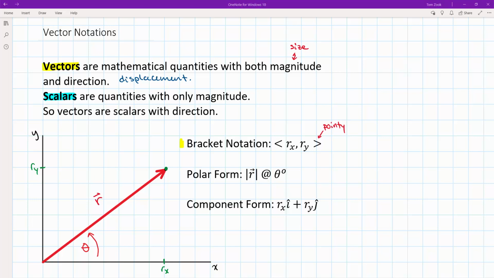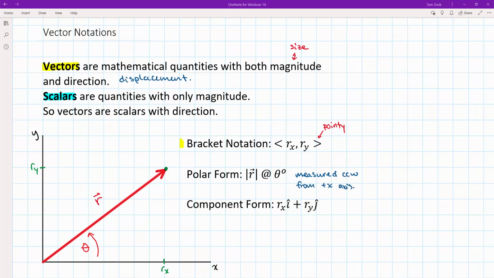There's also polar form. Polar form would be written as just saying that the magnitude of the vector r is directed at an angle theta, and this angle theta is always going to be measured from the positive x-axis in a counterclockwise direction. So I'll say measure CCW, counterclockwise, from the positive x-axis.